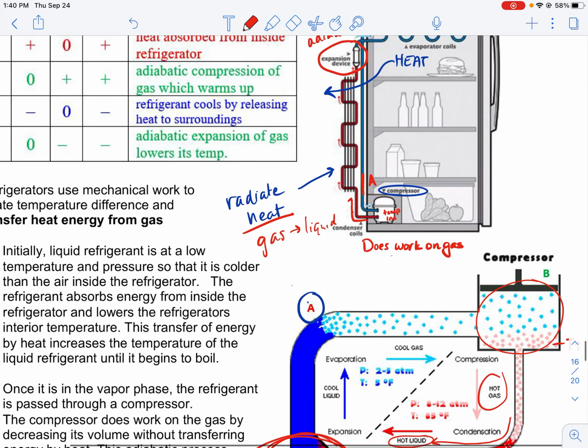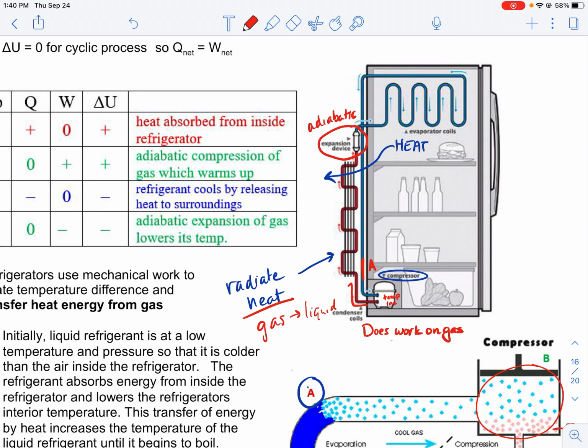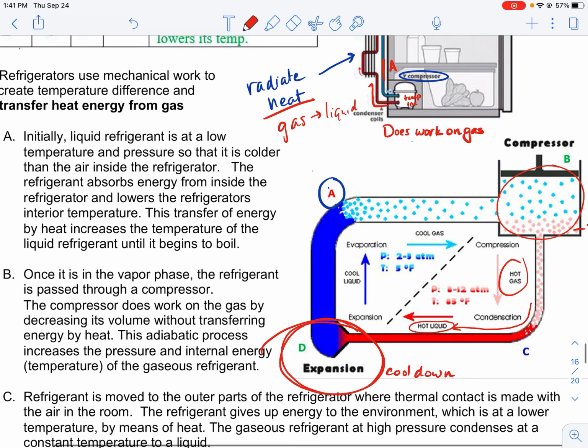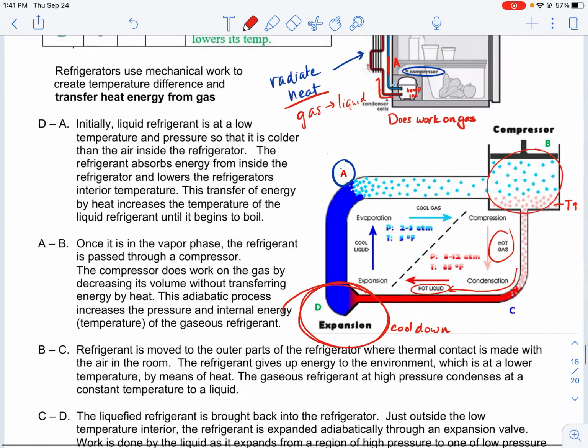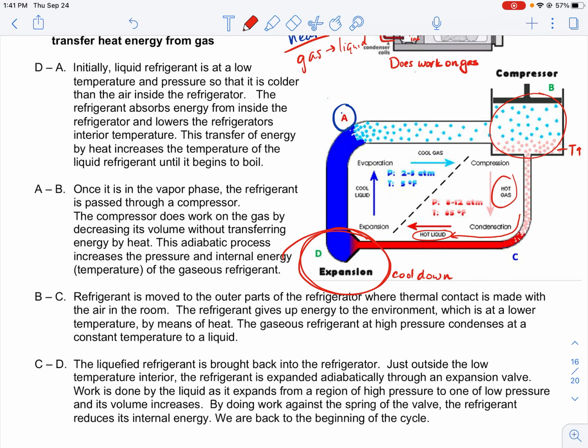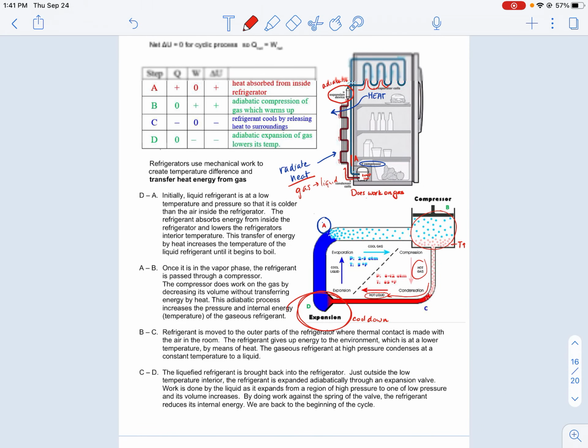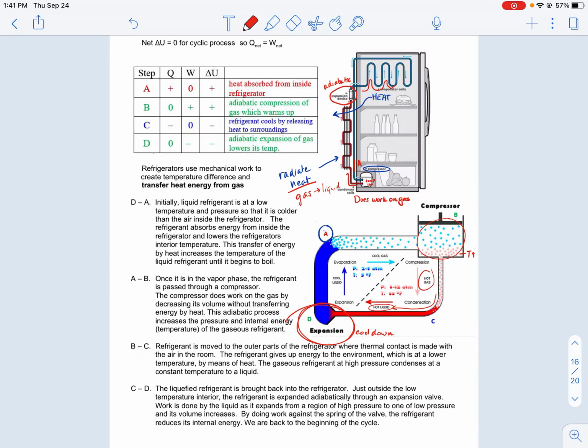In fact, it cools down so much that it becomes colder than what's inside the refrigerator compartment, so that it picks up heat from the refrigerator compartment and then carries that back to the compressor, and the cycle begins over again. I have those steps written out here as well. But again, it's a 4-step cycle to move heat around.